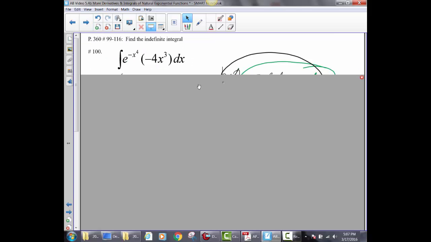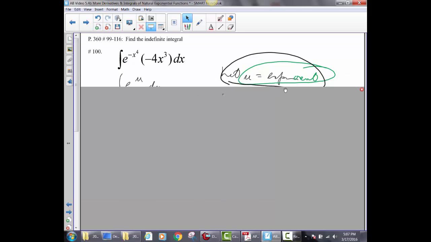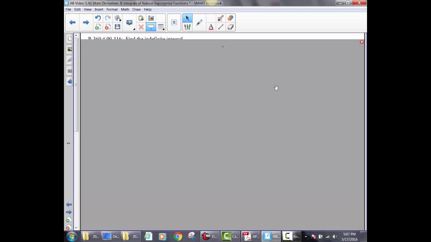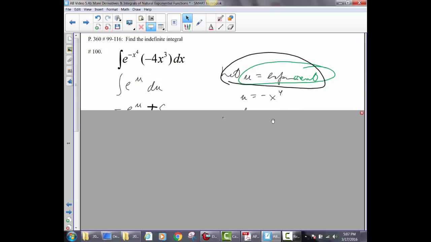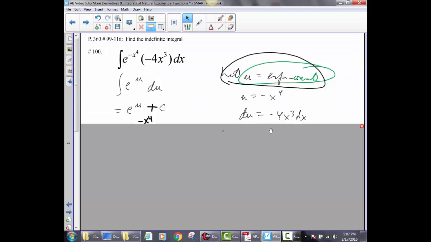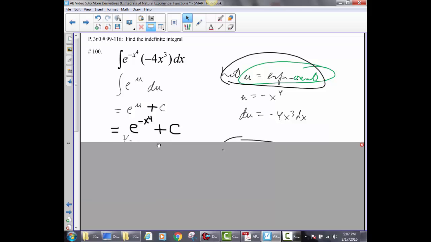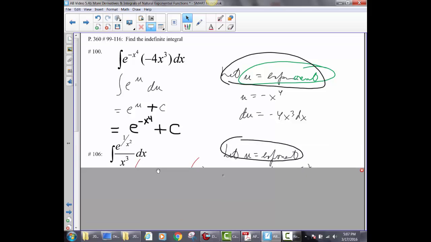Okay, so find the indefinite integral. So again, when you have x's in your exponent, most likely you'll let u equal the exponent. So you let u equal the negative x to the fourth, which gives negative 4x cubed dx as its du, which is exactly what they gave you. So this is just integrate e to the u du, which is e to the u plus c, which is e to the negative x to the fourth plus c.